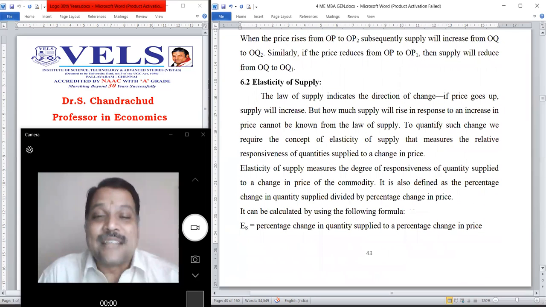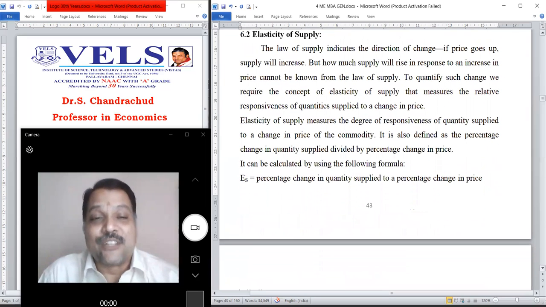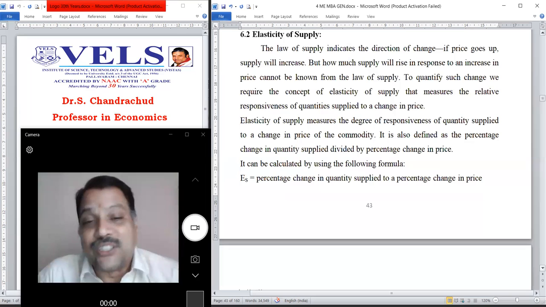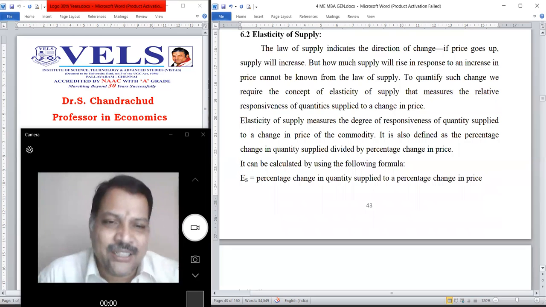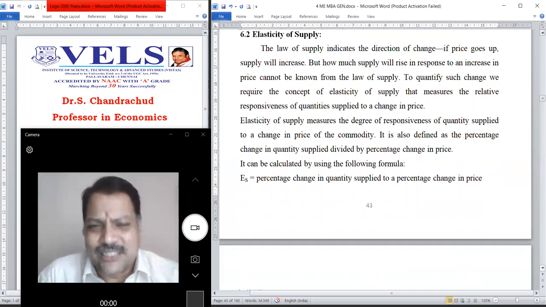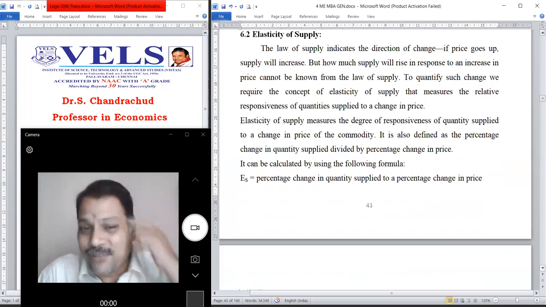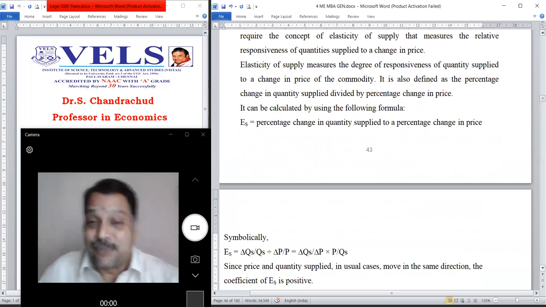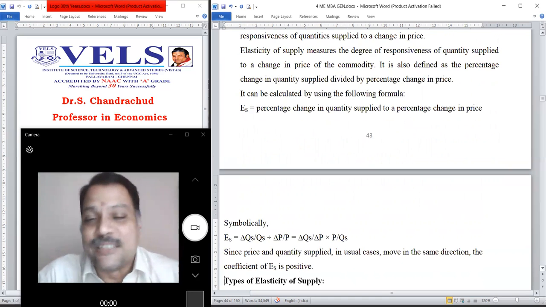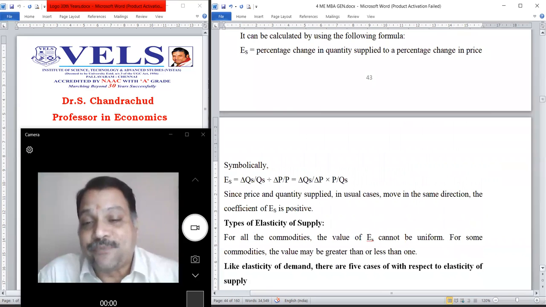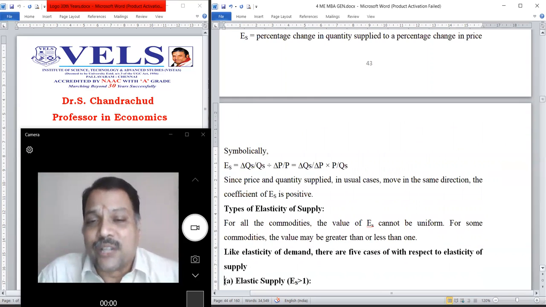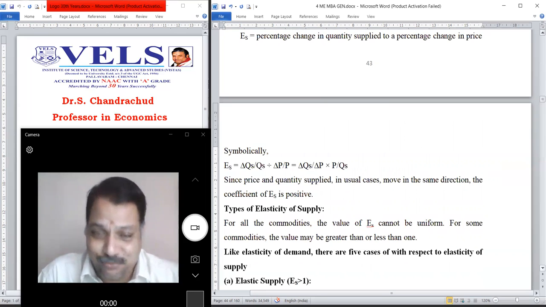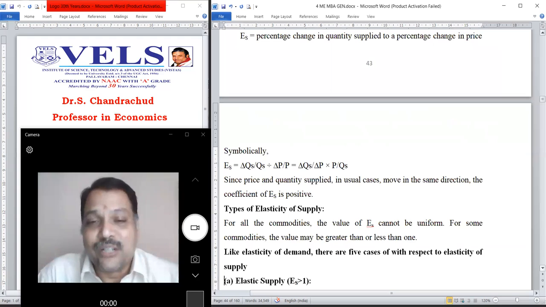So the elasticity of supply measures the degree of responsiveness of quantity supplied to the change in price of the commodity. It is also defined as the percentage change in quantity supplied divided by the percentage change in price. This can be calculated using the formula ES = ∂S/∂P. That is, ES is the percentage change in quantity supplied to the percentage change in price. Symbolically, ES = (ΔQS/QS) / (ΔP/P), which is equal to ΔQ/ΔP × P/QS.